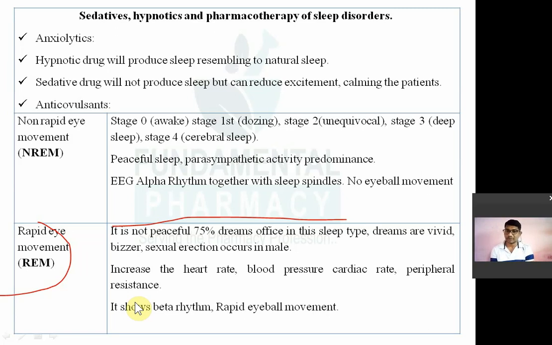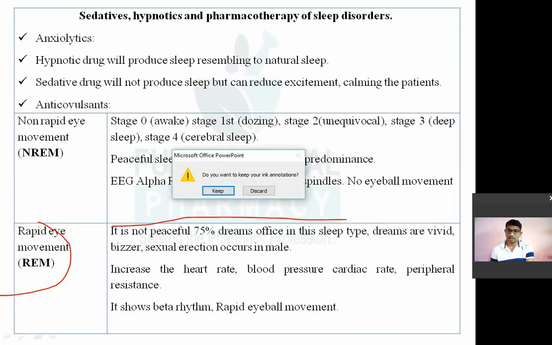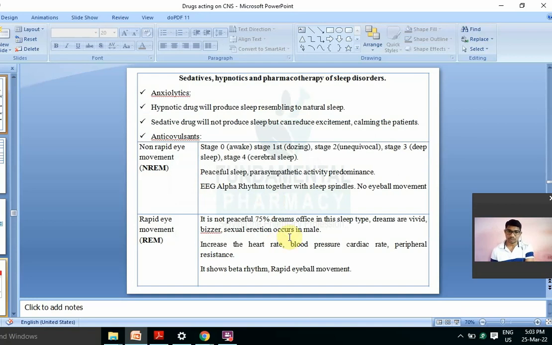So those kinds of vivid dreams occur in REM sleep, not in NREM sleep. That's why REM sleep is not peaceful. NREM sleep is a peaceful sleep. Remember, a question can come on this: NREM sleep is a peaceful sleep, and REM sleep is a non-peaceful sleep.